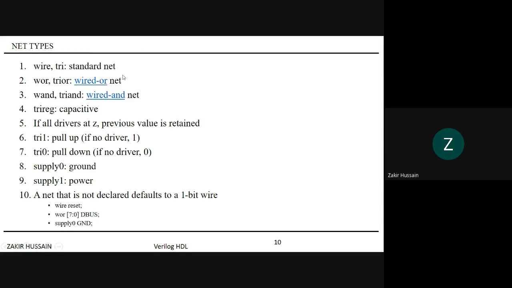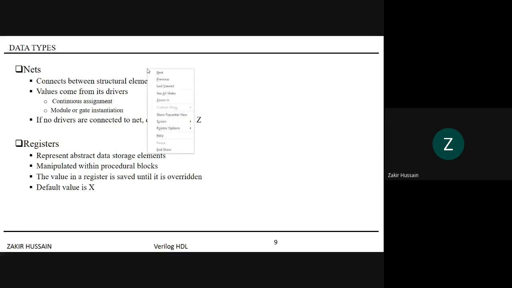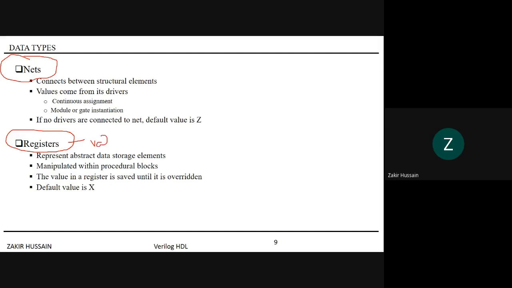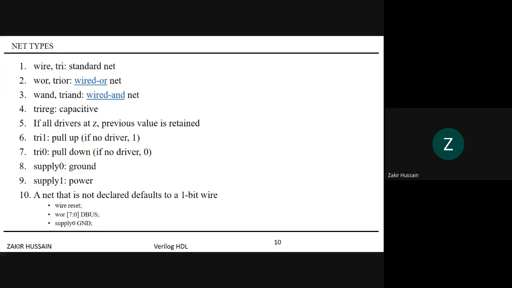So this is net types we have to discuss. Yesterday we have seen that in Verilog HDL we have data types. These data types are net data type, and the other name for registers is variable data type. The default value is Z for net data types, and the default value is X for variable data type. So with that, let us continue today with this type of data types.